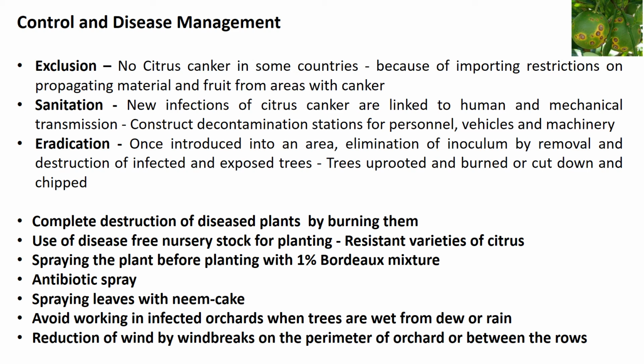Spraying the plant before planting with 1% Bordeaux mixture will help to inhibit the growth of the bacteria, thereby inhibiting the disease occurrence. Antibiotic spray and spraying the leaves with neem cake also help to inhibit the disease spread. It is better to avoid working in infected orchards when trees are wet from dew or rain. The disease spread may be minimized by the reduction of wind, by setting up windbreaks on the perimeter of the orchard or between rows.